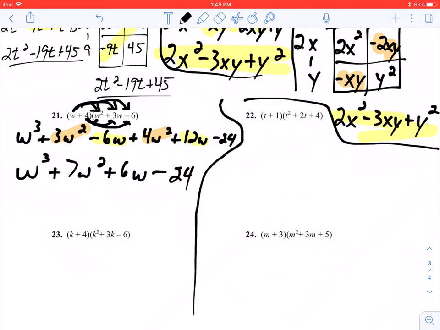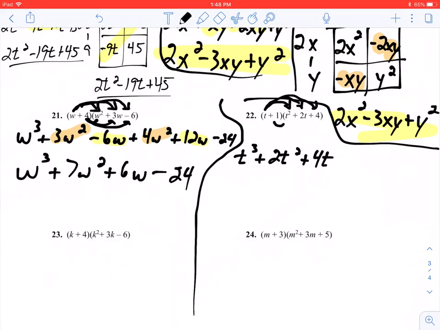Now, moving on to the next one, we need to distribute this t to all three things in the second expression. So t times t squared is t to the third. T times 2t is 2t squared. And t times 4 is 4t.